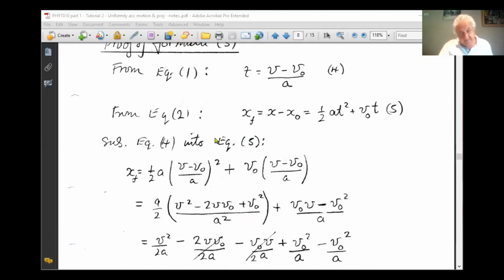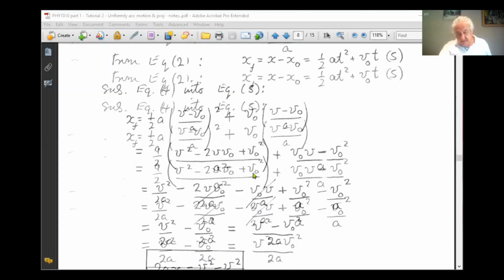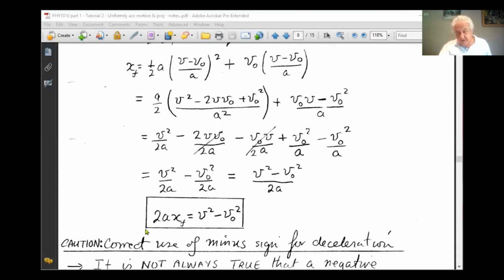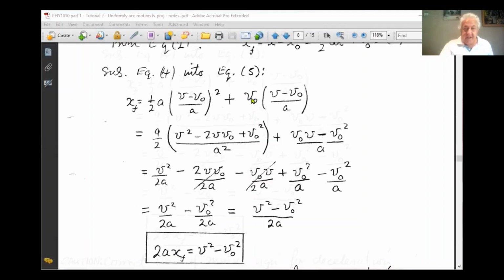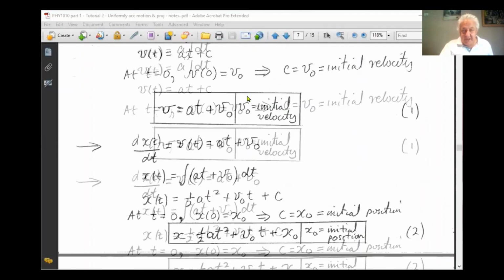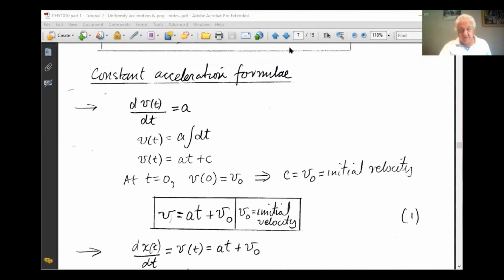From equation 1, we make t the subject. From equation 2, I should say, we make this difference the subject and call it xf. Then substitute equation 4 into this, go through the steps, which I'll leave for you to go by yourselves. Then you'll end up with the third constant acceleration formula. But let me do the active derivation of the first two formulas on the board for you.